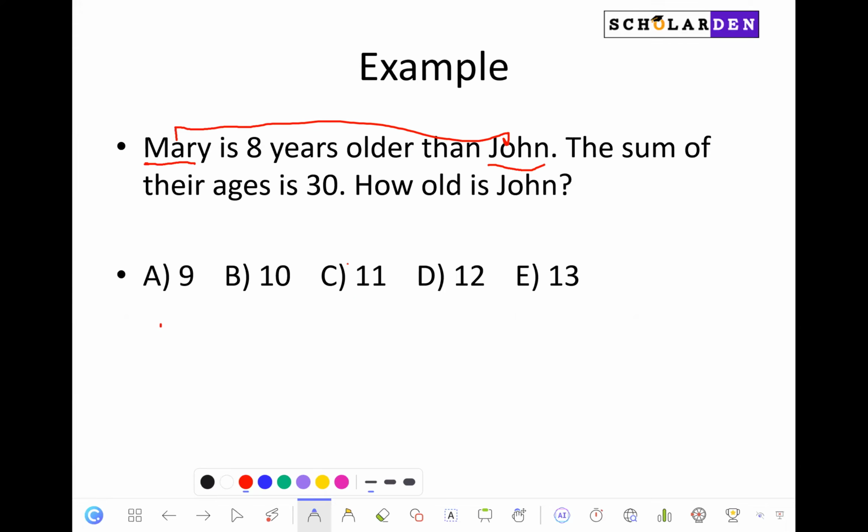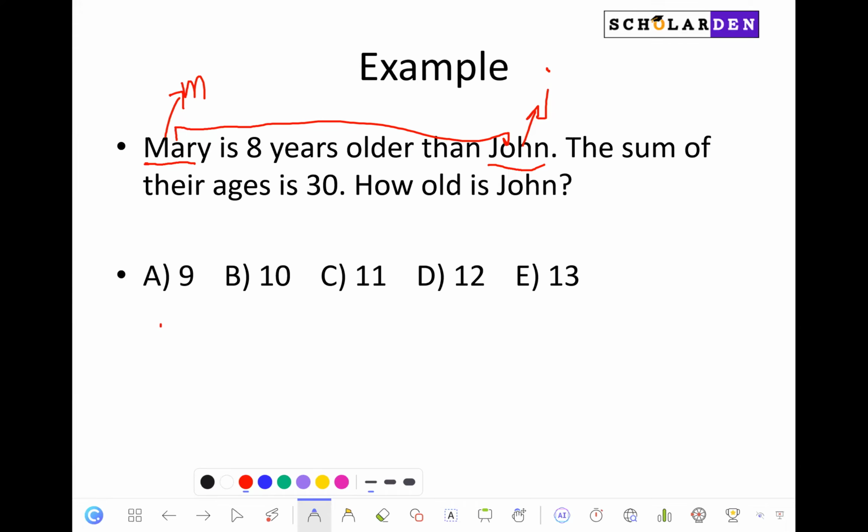Let me do that really quickly if you have joined once again. So first of all, what we did was assign variables to the two unknown quantities. In this case, that is Mary's age, so we assign M to that, and John's age, we assign J to that.